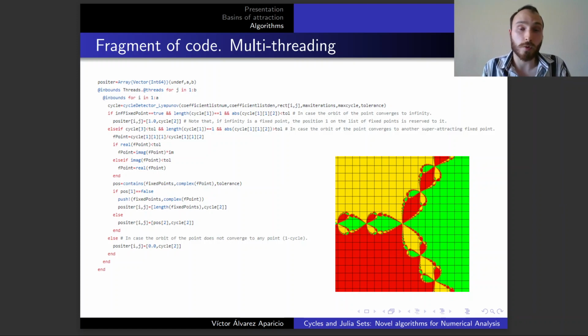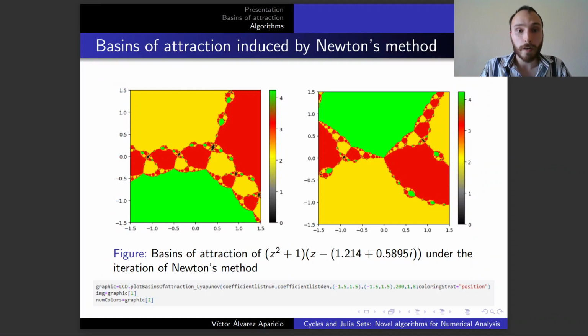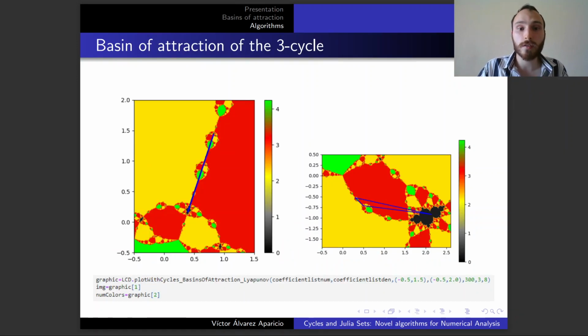In our case, as you can see on the left, we have used multi-threading, reducing considerably the execution time of the algorithms. In our work, we apply these techniques and algorithms to study some established and very well-known iterative processes such as Newton's method. Here is an example of the basins of attraction induced by this method applied to the following cubic polynomial.